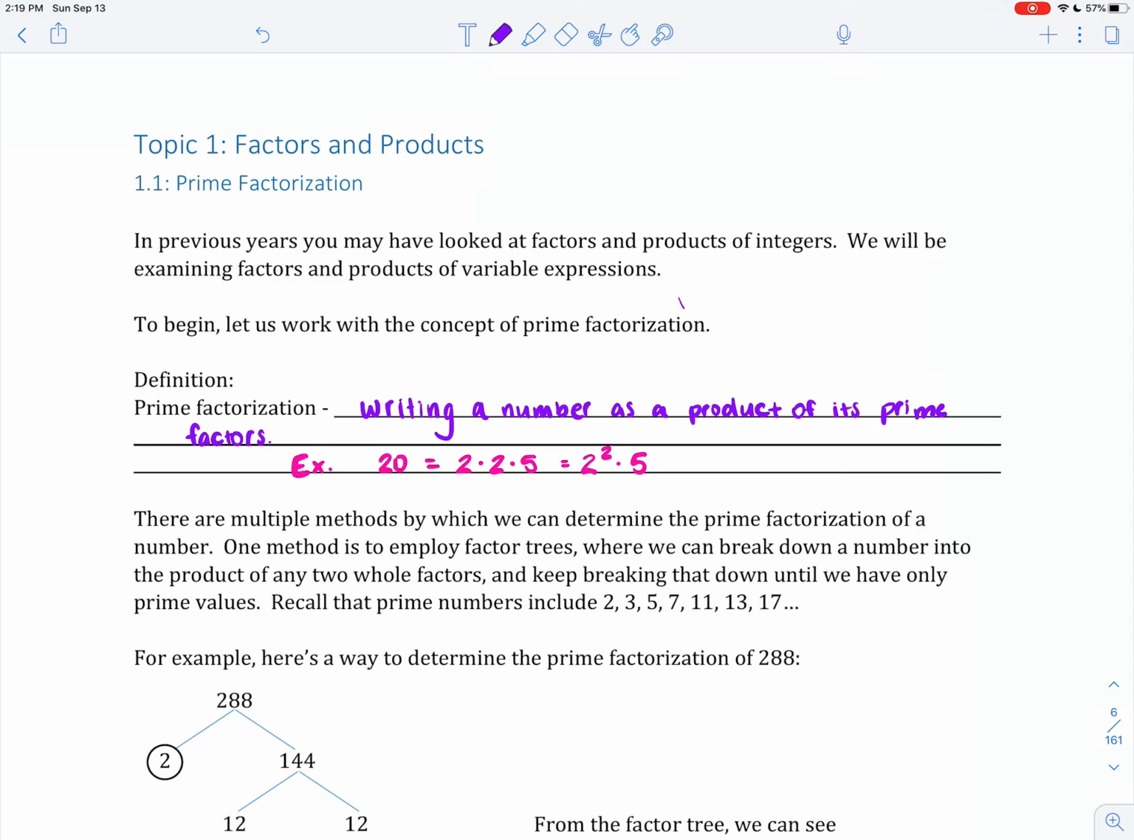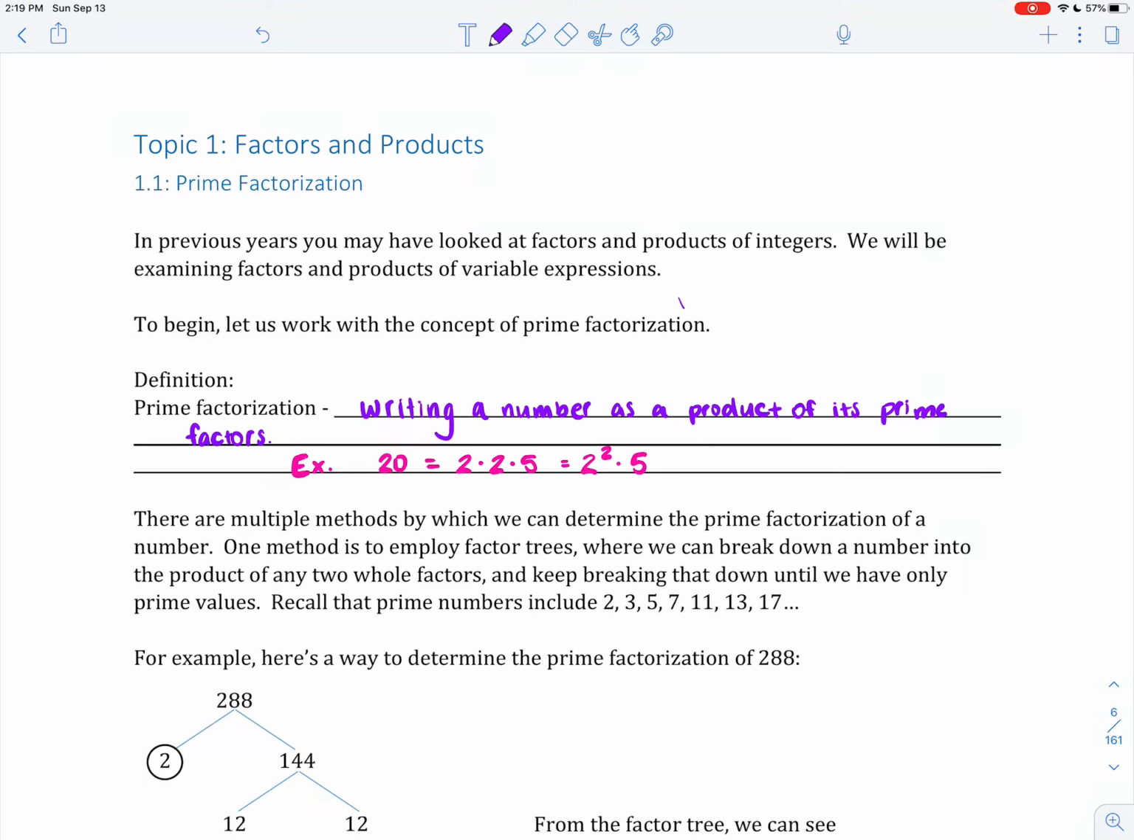Our first topic is all about prime factorization. We've talked about factors and products of integers in previous years. This year, we're going to be involving variables. But in this first little bit with prime factorization, we're just focusing on integers for a bit.